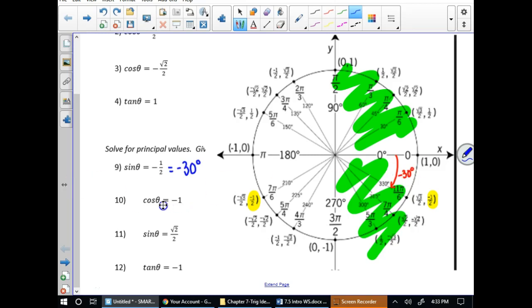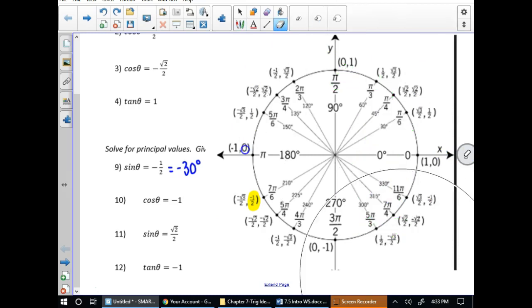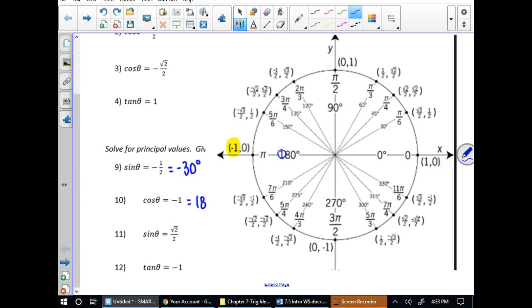If we look for cosine of theta equals negative 1, cosine is your x-coordinate. Cosine of theta is going to equal negative 1 right here, and that's the only place on the unit circle. So from 0 to 180 for cosine, we're going to give our answer as 180 degrees. For 11, or let's skip on down to 12.